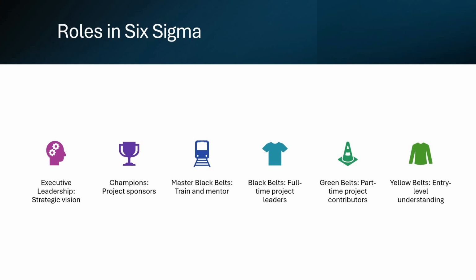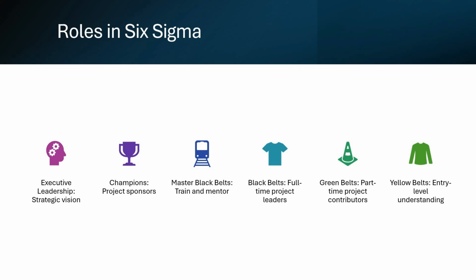Second is the champions. Champions are the senior managers who act as sponsors for Six Sigma projects. They help identify high impact projects, remove the roadblocks, and most importantly, ensure that teams have the necessary support. They act as a bridge between executive leadership and project teams. Think of them as the owners of success at business unit level.